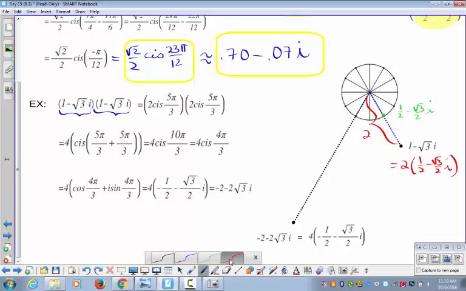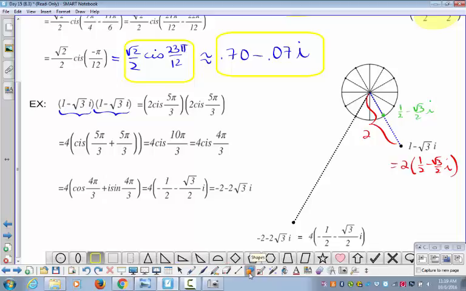Okay. Now, let's go through the math. So we multiply the radii. 2 times 2 is 4. We add the angles. 5 pi over 3 plus 5 pi over 3 is 10 pi over 3. That number is larger than 2 pi. So what did I do to get to 4 pi over 3?